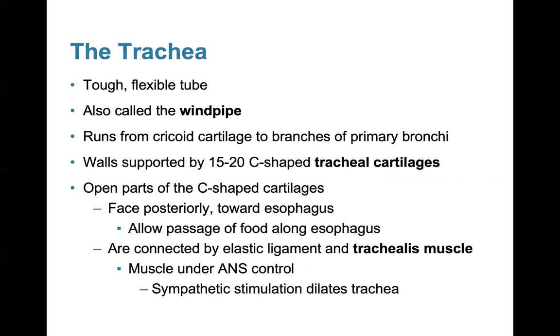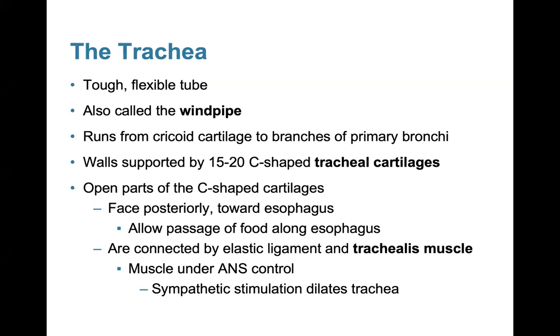The trachea, this is a tough, flexible tube. It's also called the windpipe. It runs from the cricoid cartilage to the branches of the primary bronchi. The walls are supported by 15 to 20 C-shaped tracheal cartilages. Open parts of the C-shaped cartilages will face posteriorly toward the esophagus. This allows food along the esophagus to pass through. They are also connected by elastic ligaments and what they call the trachealis muscle. The muscle is actually under autonomic nervous system control, which we'll get to. Autonomic means you do not have any conscious control over that.